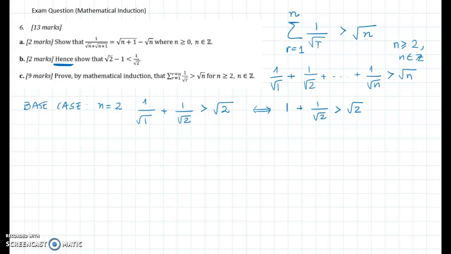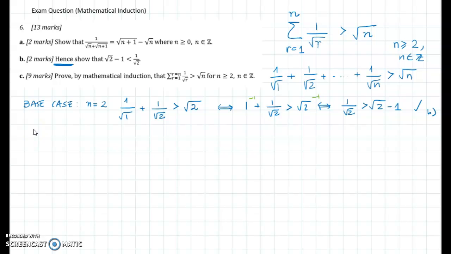And if we subtract 1 on both sides of the inequality we're trying to prove, this is true if and only if 1 over square root of 2 is greater than square root of 2 minus 1. And this is true because this is exactly what we proved on part B. So part B just helps us show that the base case holds.